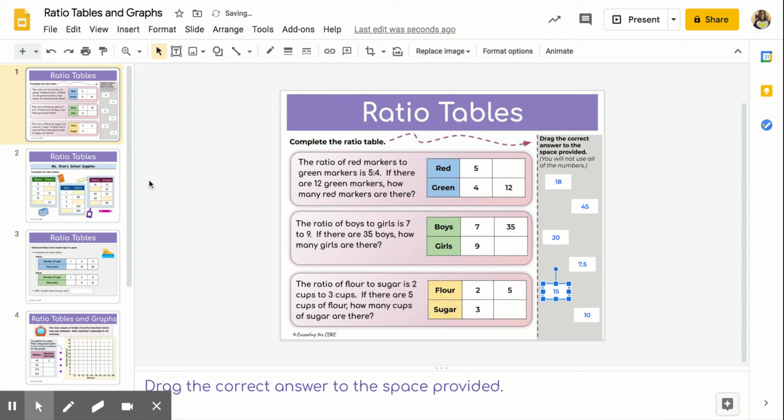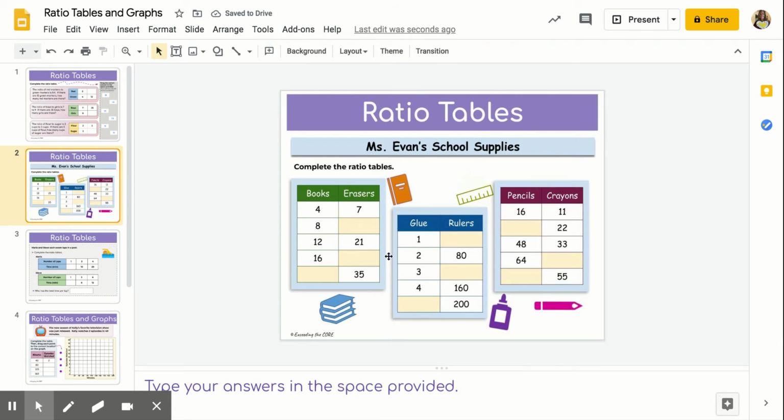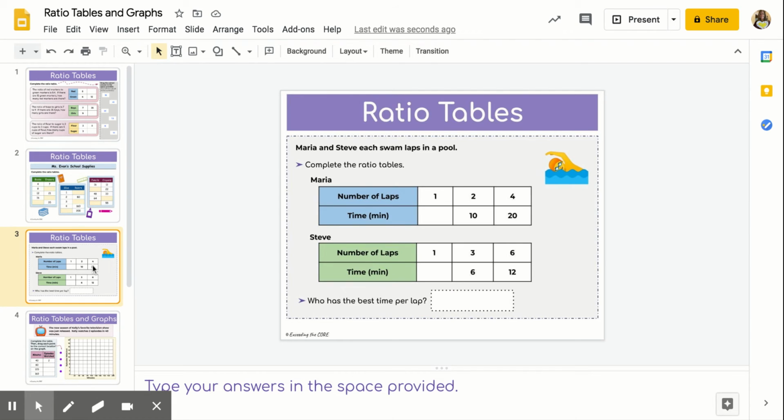And you will have a couple of ratio tables to complete. This one is asking you to fill in. It doesn't give you things to drag. And the same is true for this third one. And it has a little question for you at the bottom, but that's just practicing what we've already been doing.